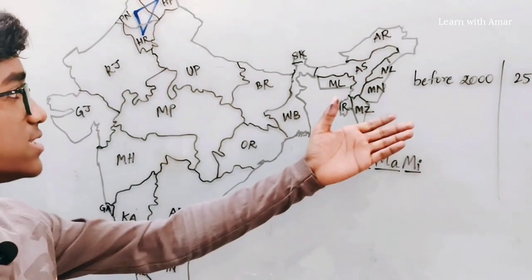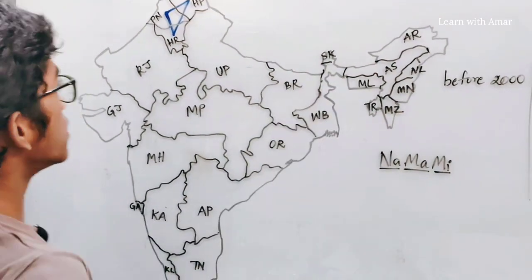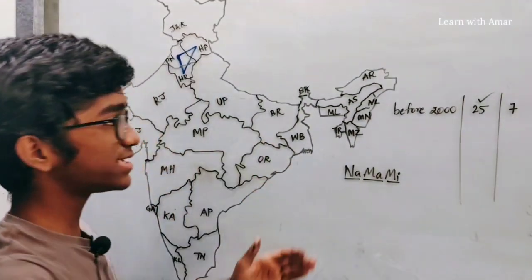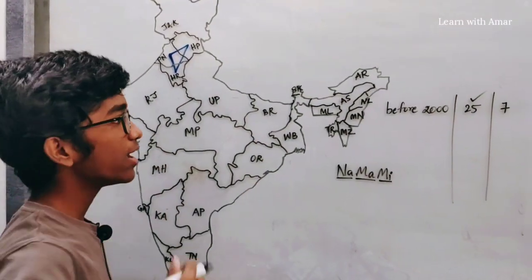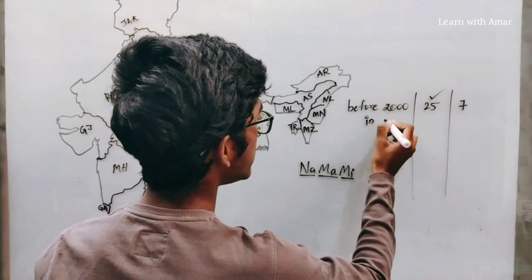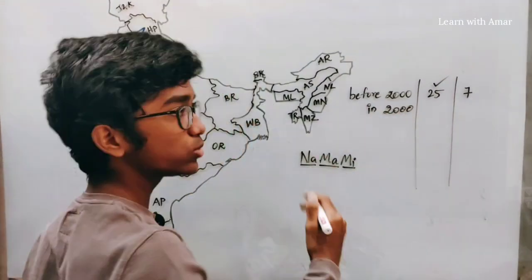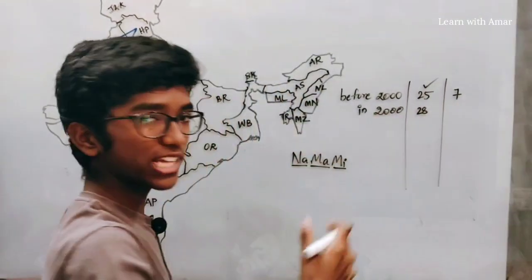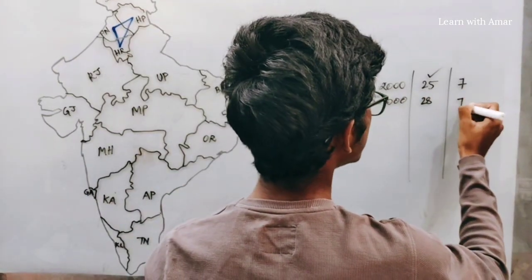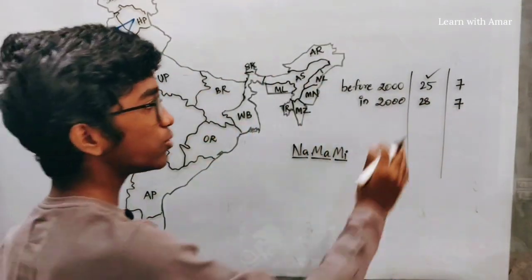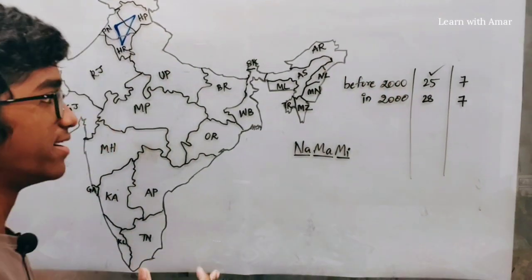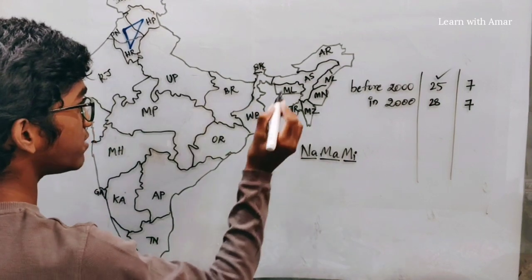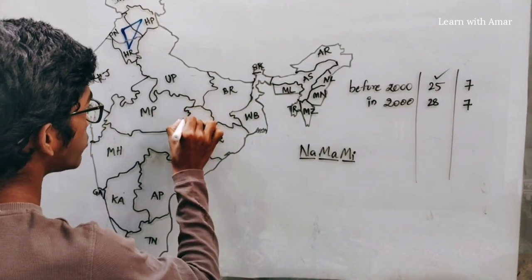So 7 sisters, and the only brother of the 7 sisters. So we have completed the 25 states which existed before the year 2000. Now what happened in the year 2000? In the year 2000, these 25 states became 28. 3 more states were added to the state list and the union territories remained the same. Now what are these 3 new states that were added? Now let's look at them. Coming to the map, we find the 26th state, as there were already 25 states.